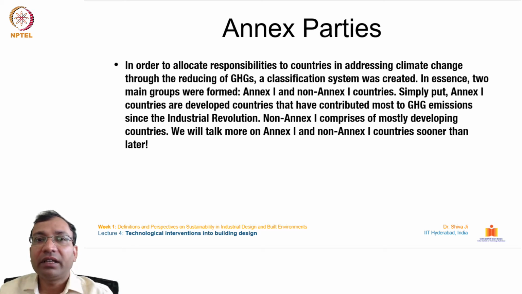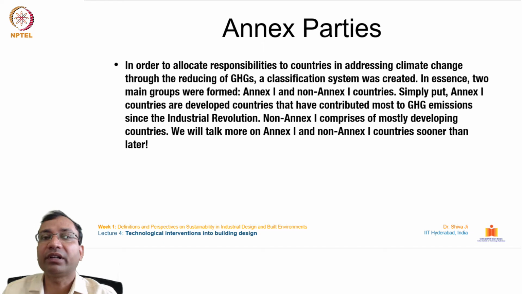In order to allocate responsibilities to countries in addressing climate change through the reduction of GHGs, a classification system was created. In essence, two main groups were formed, Annex 1 and non-Annex 1 countries. Simply put, Annex 1 countries are developed countries that have contributed most to GHG emissions since the Industrial Revolution. Non-Annex 1 comprises mostly developing countries. We will talk more on Annex 1 and non-Annex 1 countries soon.